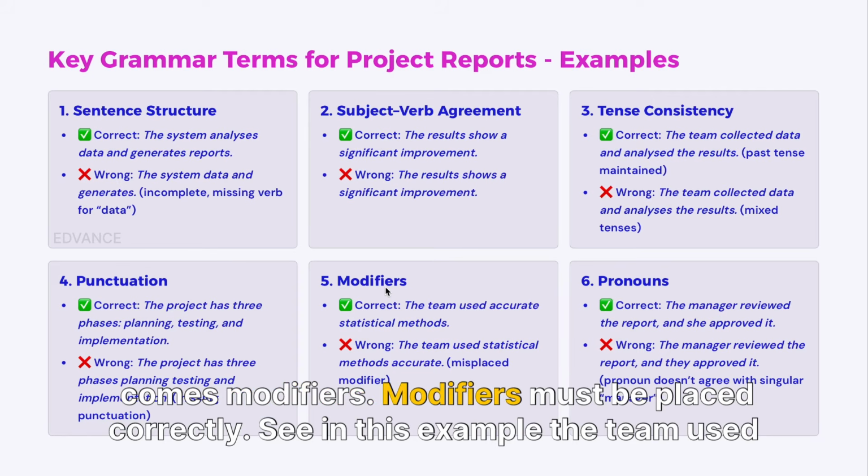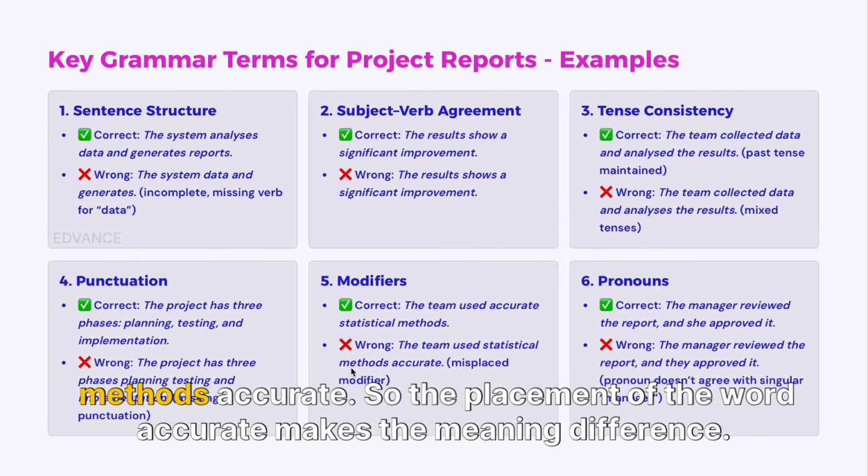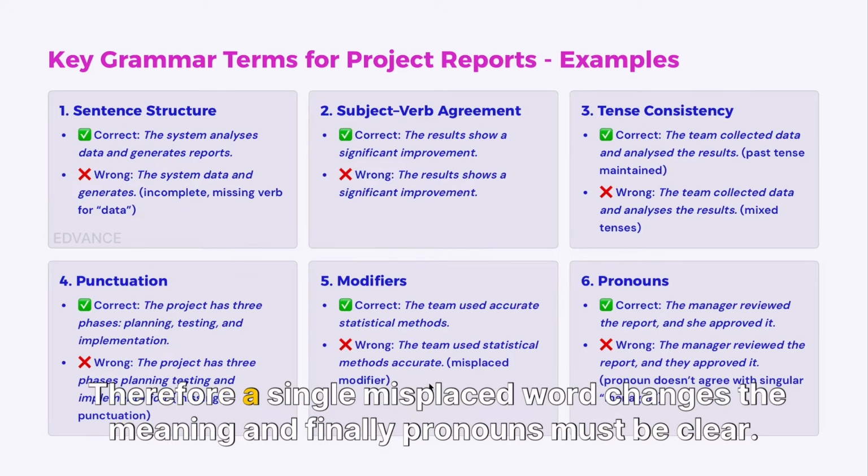Next come modifiers. Modifiers must be placed correctly. See, in this example, the team used accurate statistical methods. Whereas if it is written like this, the team used statistical methods accurate. So the placement of the word accurate changes the meaning. Therefore, a single misplaced word changes the meaning.